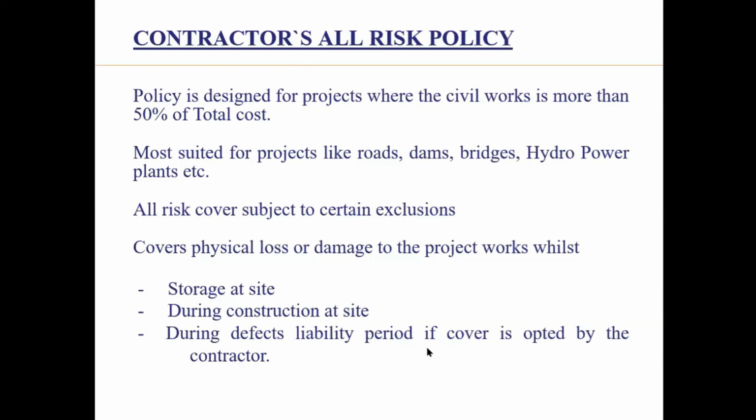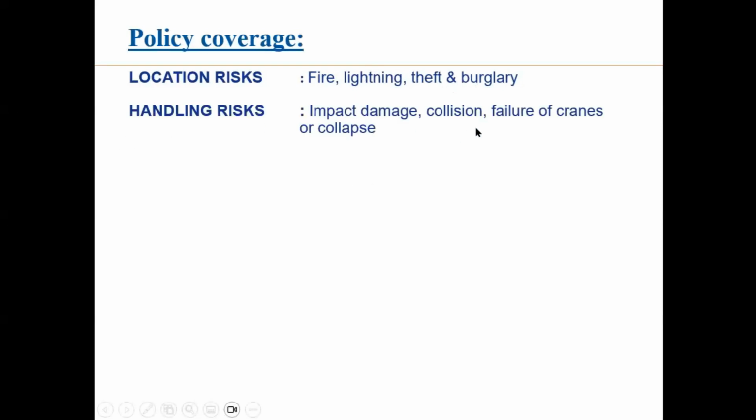During the defect liability period, if the cover is opted by the contractor, then any claim during this period is also paid. Now coverage, we cover location risk, fire, lightning, theft, etc. Since I have already talked, it is all risk cover subject to exclusions. So what is the coverage? All risk coverage: fire, lightning, theft, burglary, handling risk, impact damage, collision, failure of cranes, collapse. All these things are covered.